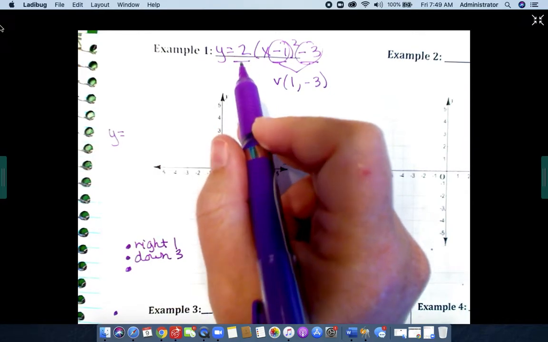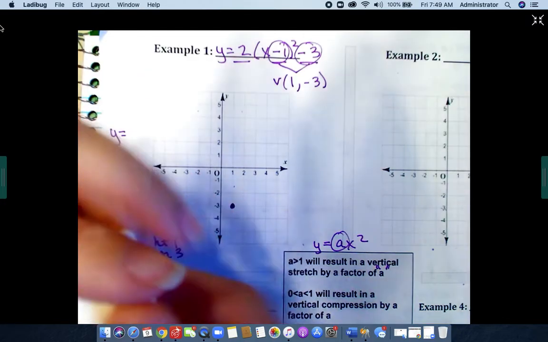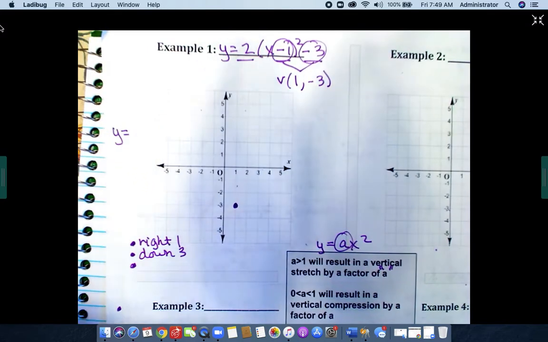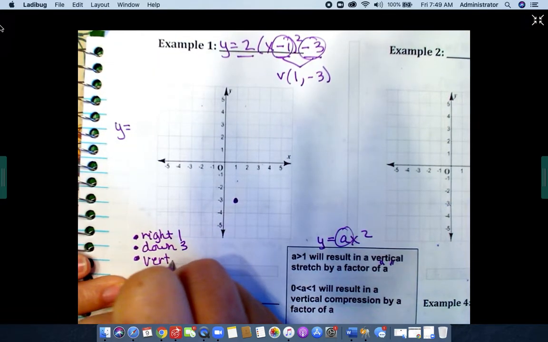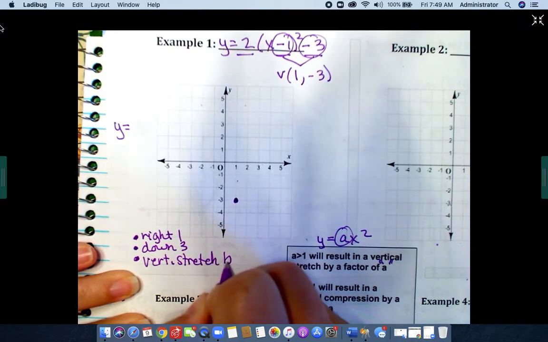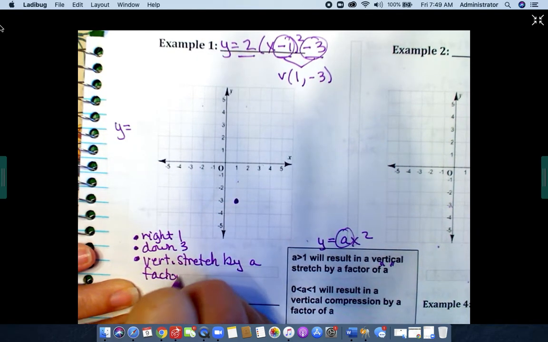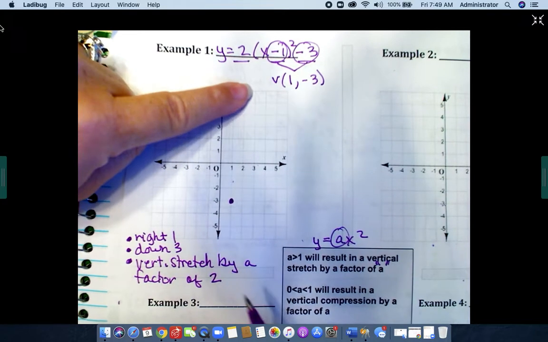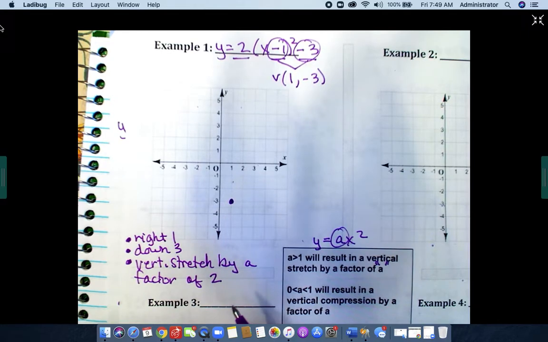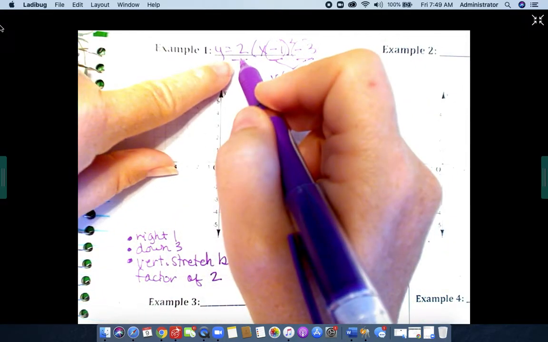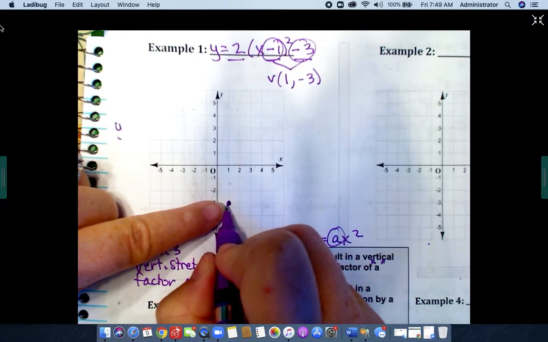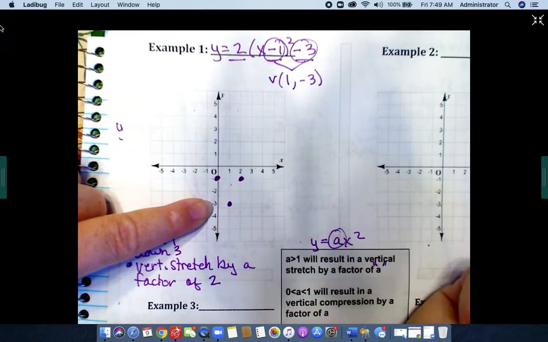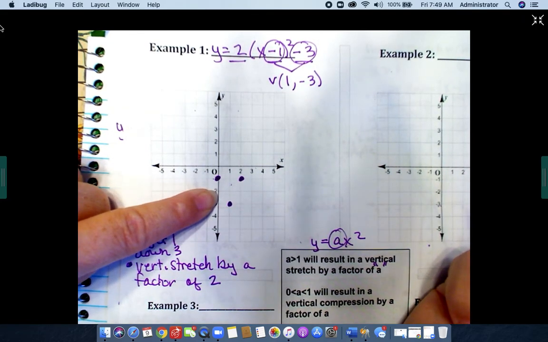But what does the 2 do? So remember, for all a values greater than 1, it's going to do what to our parabola? Stretch it. So that would be a vertical stretch by a factor of the a value, which is just 2. So graphing these is as simple as start with the vertex and then go out and up your a value. So this would be out 1, up a, which is 2. Out 1, up a.